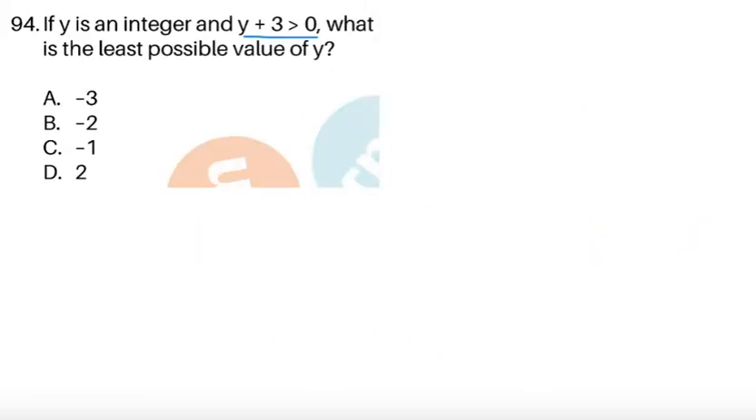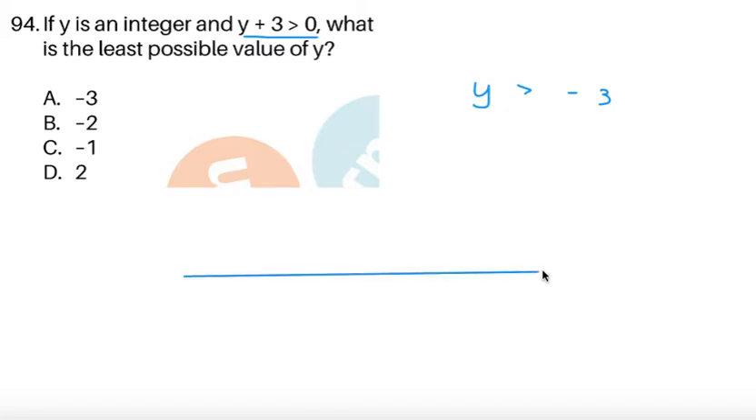Next, if y is an integer and y plus 3 is greater than 0, an inequality here, what is the least possible value of y? Now this inequality, highlighted in blue, we can solve easily. So y is greater than negative 3. Now what is the least possible value of y? Take note, y is an integer.